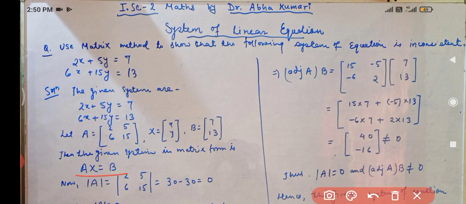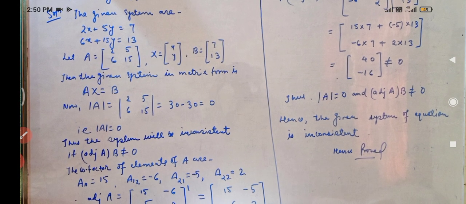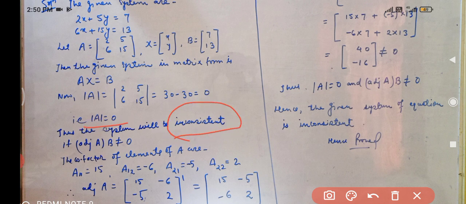So now we find mod A. Mod A is the determinant of 2, 5, 6, 15, and by solving this we get 30 minus 30, which equals 0. So here mod A equals 0. Thus the system will be inconsistent. Very important: mod A is 0, so the system will be inconsistent.